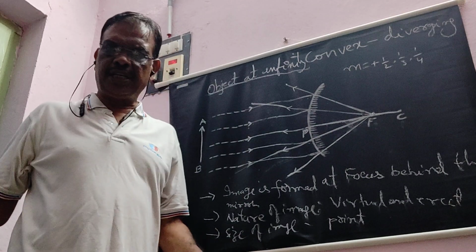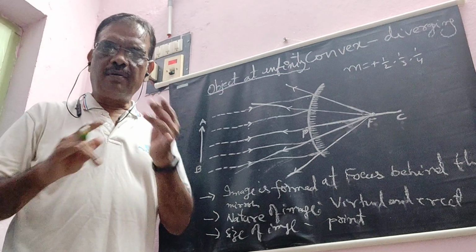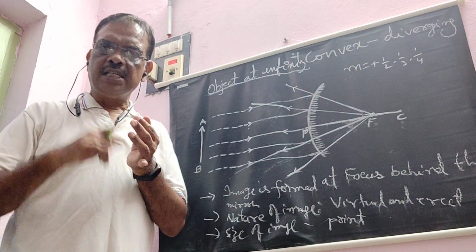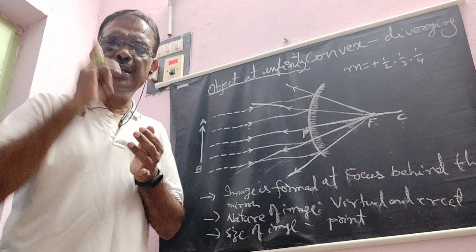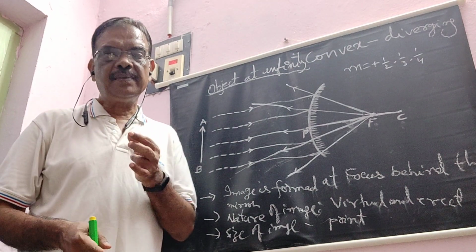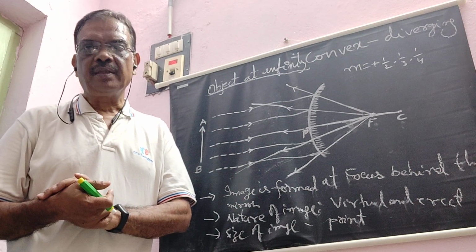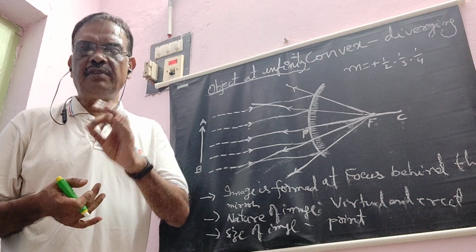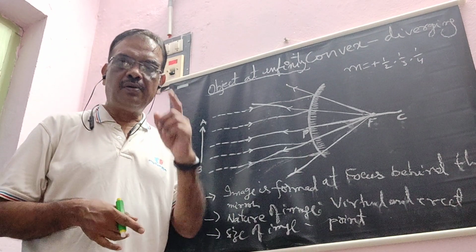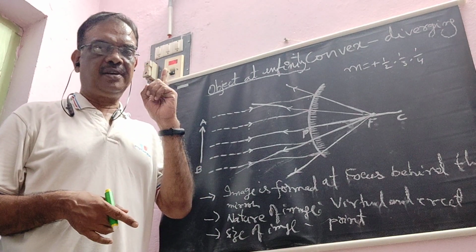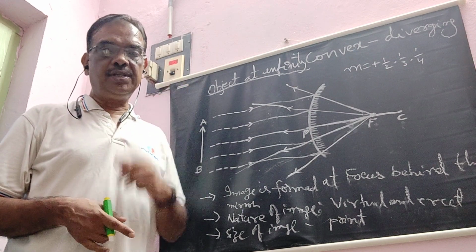Whenever you keep the object in a convex mirror, it forms a virtual and erect image. The size of the image will always, remember, be diminished. What is the meaning of diminish? The size of the image is smaller than the size of the object. Name the mirror which always forms a virtual, erect and diminished image. What comes to your mind? It's nothing but the convex mirror: virtual, erect image, size of the image diminished.